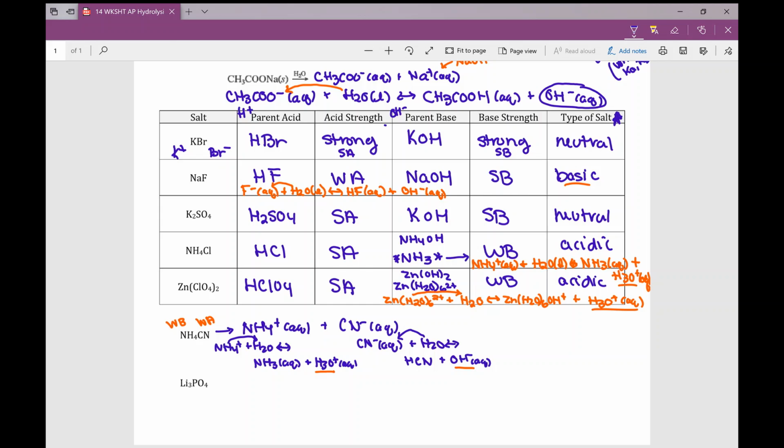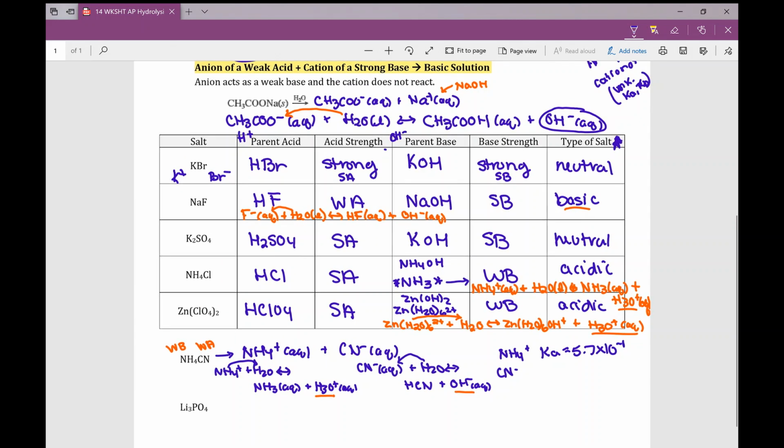Now, I'll talk tomorrow about the actual values of this and how we got them, but just because of time, we have NH4 and CN. For NH4, we end up figuring out that the Ka is 5.7 times 10 to the negative 10. The CN ion, which is acting as a base, has a Kb of 1.6 times 10 to the negative 5. So the Kb here is greater than the Ka, so we would expect more hydroxide to be produced. So we would expect this to form, in this case, a basic solution.